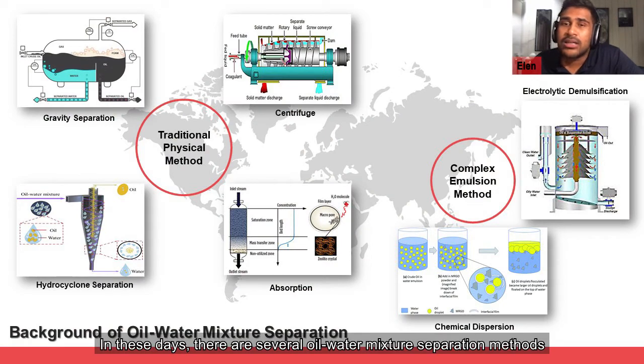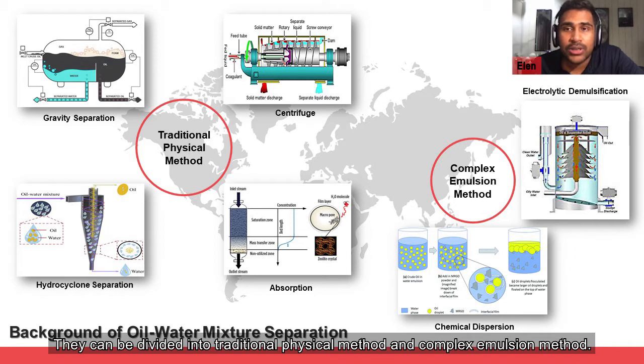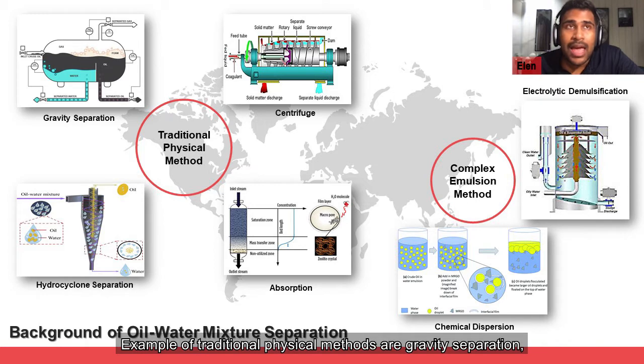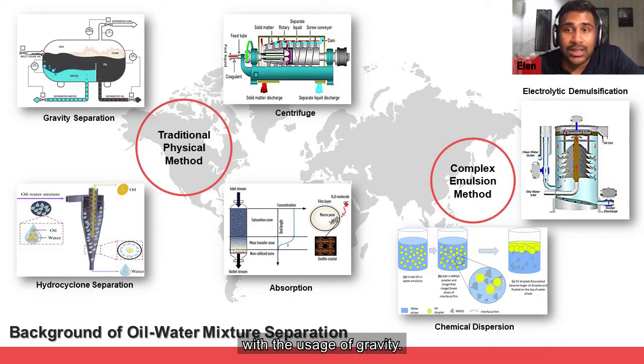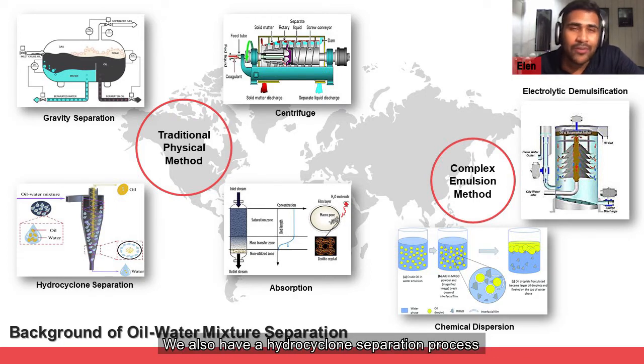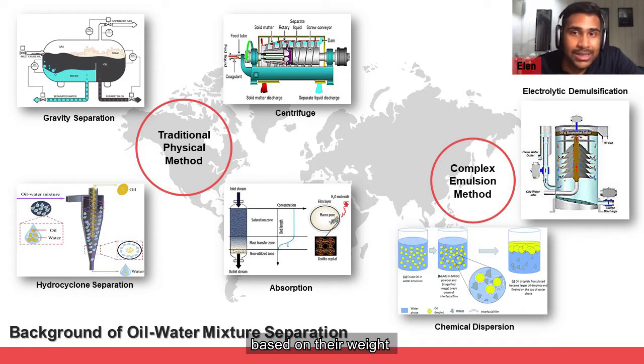These days, there are several oil-water mixture separation methods being developed over the past decades. They can actually be divided into traditional physical methods and also complex emulsion method. Examples of traditional physical methods are gravity separation, which is an industrial method of separating two components with the usage of gravity. We also have a centrifuge. We also have a hydroclone separation process, which uses a high throughput device for separating slurry particles based on their weights. We also have absorption and etc.